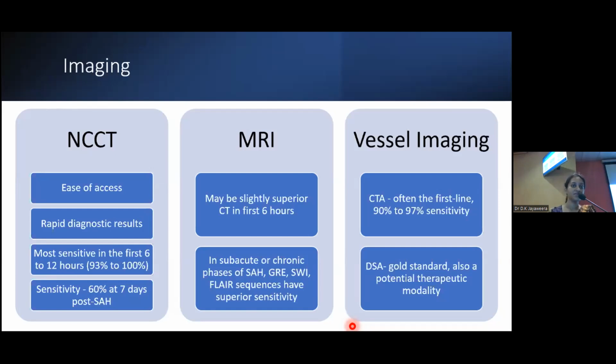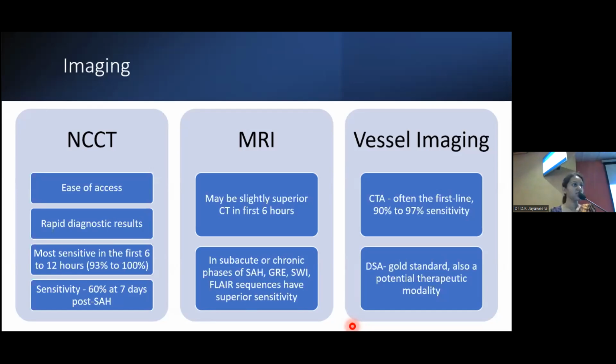With the first line would be a CT angiogram, and it has very high sensitivity, but small aneurysms can be missed. So digital subtraction angiography or a DSA is the gold standard, and it is not only diagnostic, but it has a therapeutic value as well.